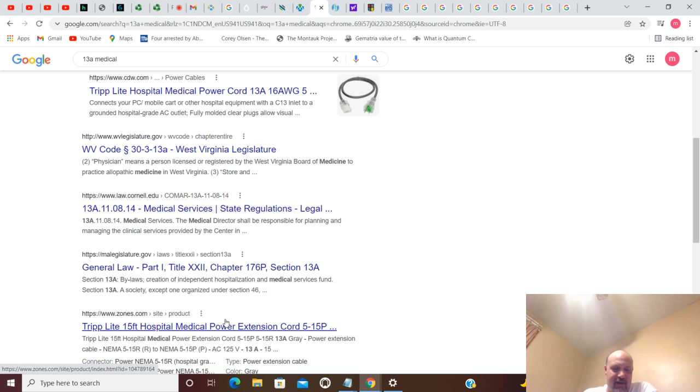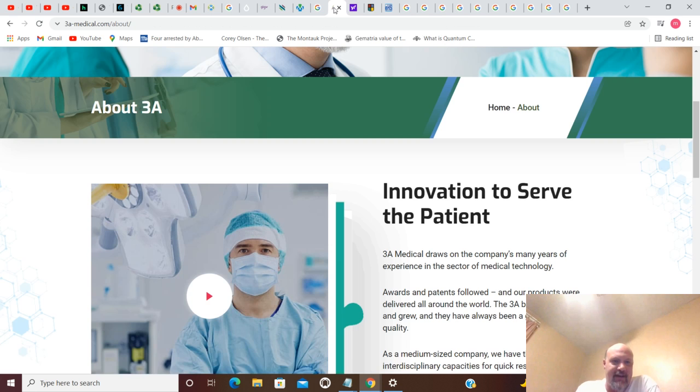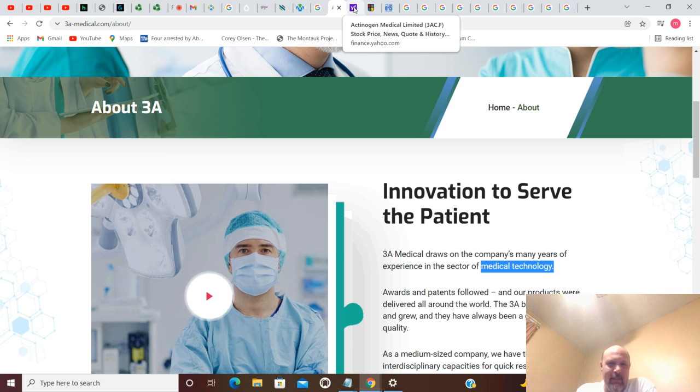So you actually have a few things going on here. Here's 13A here. Trip Light 15th Hospital Medical Power Extension Cord. I don't know that that's really relevant, but you got a few things going on with 13A. If you move on from that, you got 3A. And how about 3A? 3A Medical draws on the company's many years of experience in the sector of medical technology. So here you have a medical technology company.